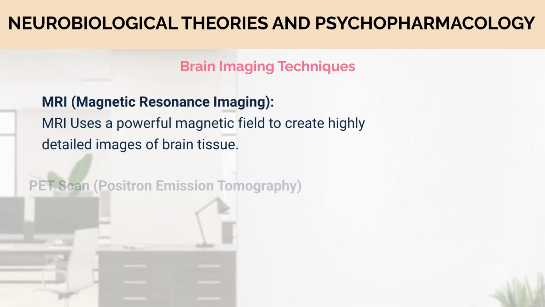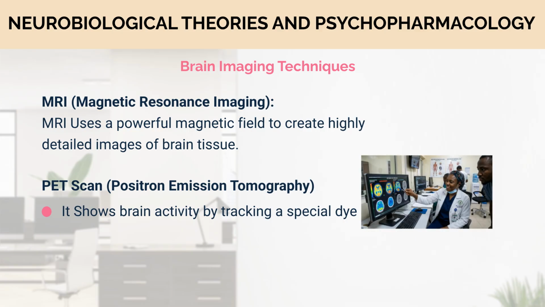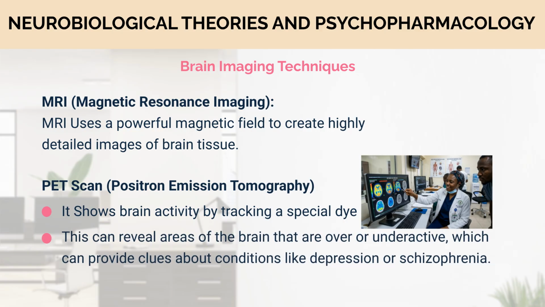Next is the PET scan, known as positron emission tomography. It shows brain activity by tracking a special dye. This can reveal areas of the brain that are over or underactive, which can provide clues about conditions like depression or schizophrenia.